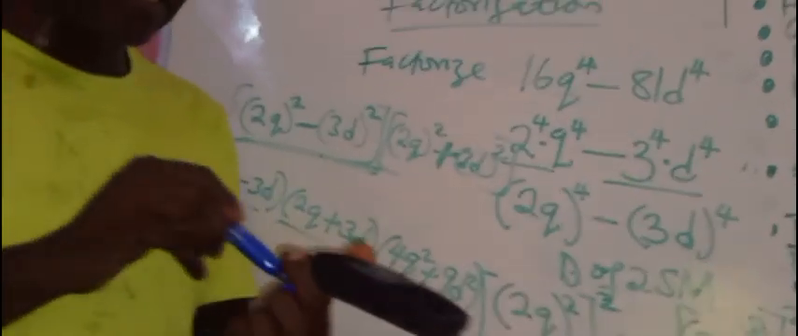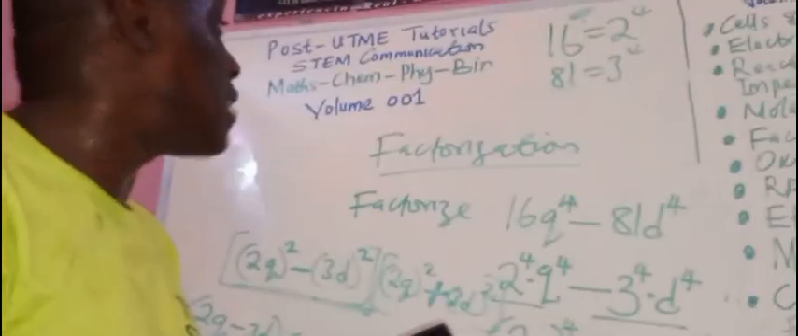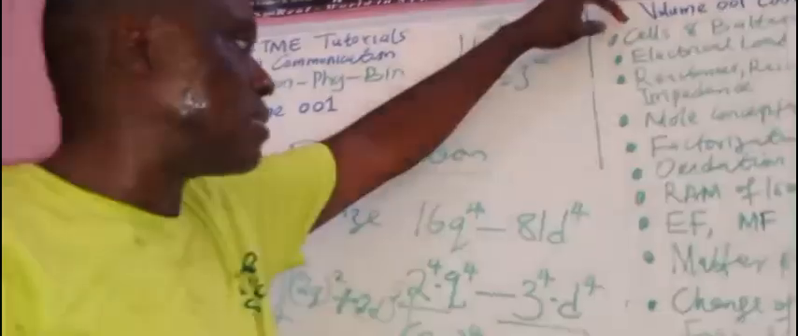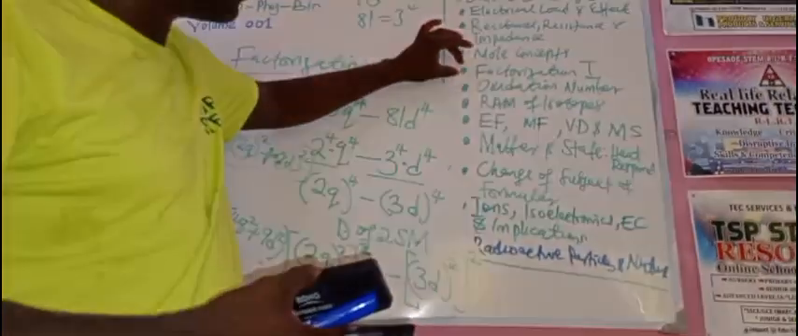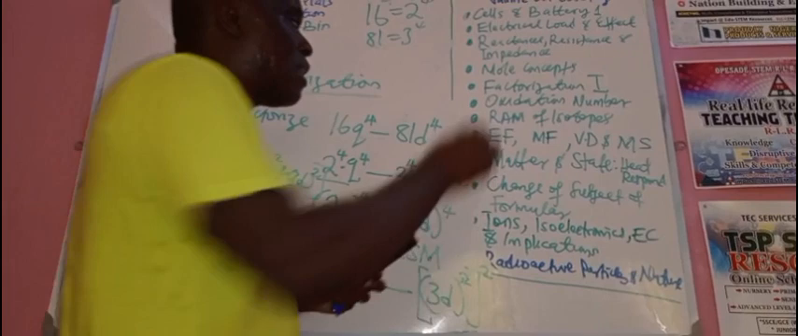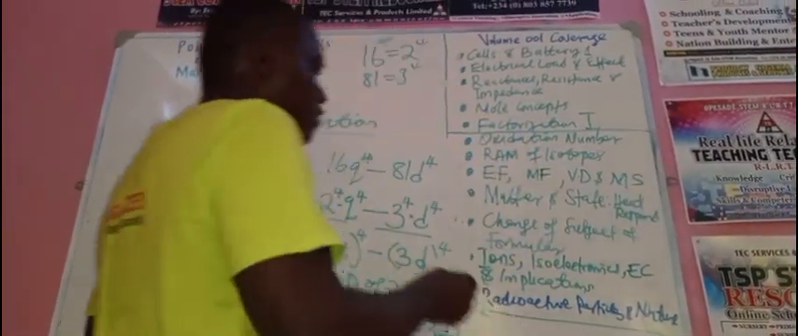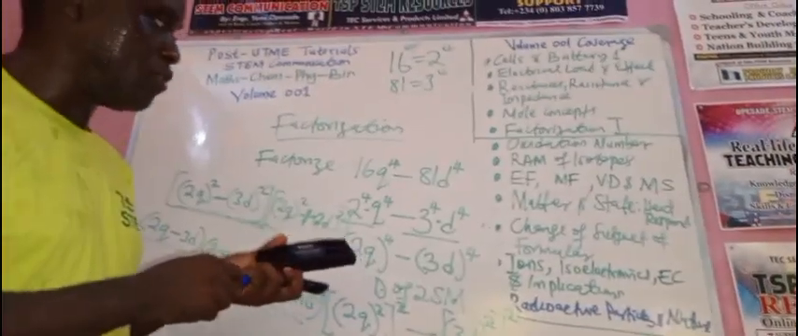So with this, we have come to the end of section 1 of volume 001, in which we have looked at a review of cell and battery, electrical load and effect, reactance, resistance and impedance, mole concepts. Then we looked at factorization. So we'll come back in another video for section 2 of this volume 1.